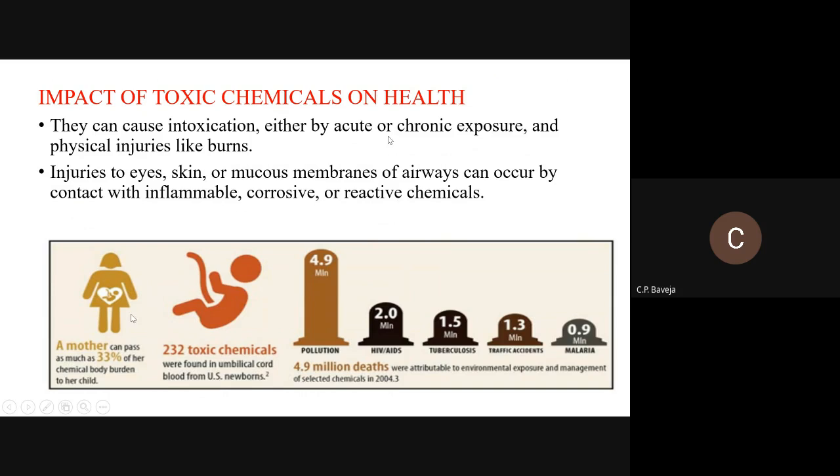One example is that a mother can pass as much as 33% of her chemical body burden to her child. So 33% of her chemical body burden can be transmitted to the child. And 232 toxic chemicals were found in umbilical cord blood from US newborns. This is an example of how many cases there are.